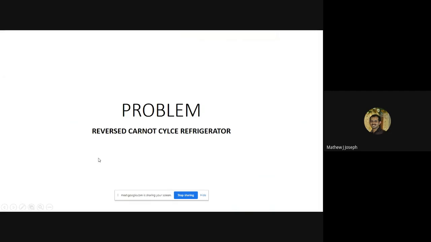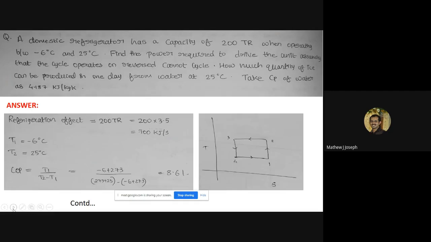Hello, dear students. Let us continue our discussion on refrigeration and air conditioning. Last class we discussed the unit of refrigeration, that is TR. 1 TR we derived the value as 3.5 kilojoules per second. Now let us do a small problem on that.